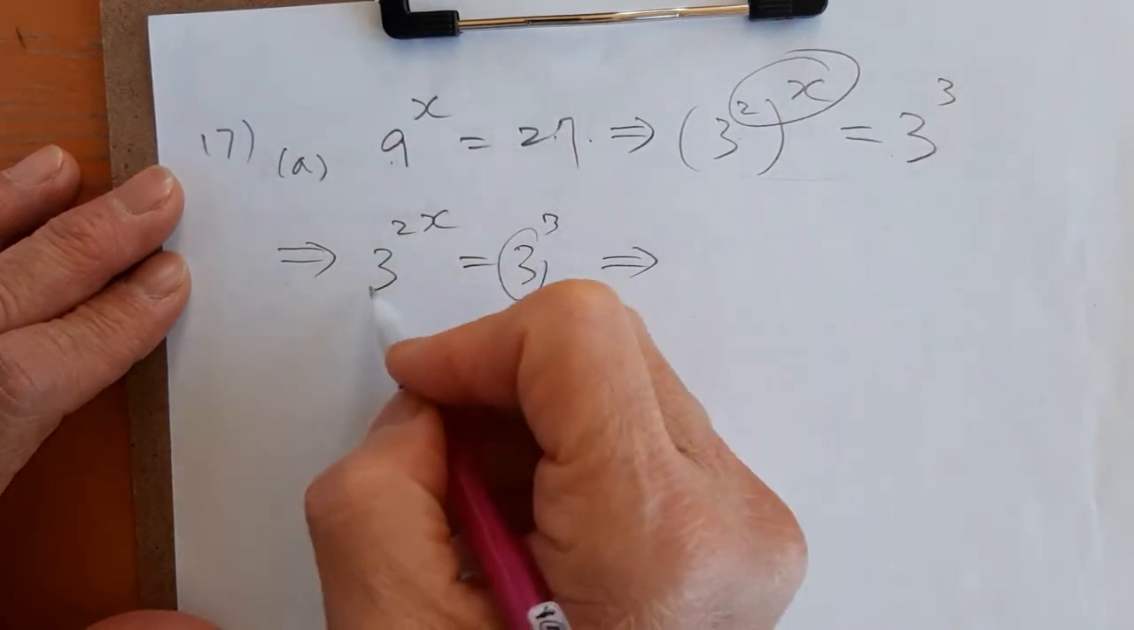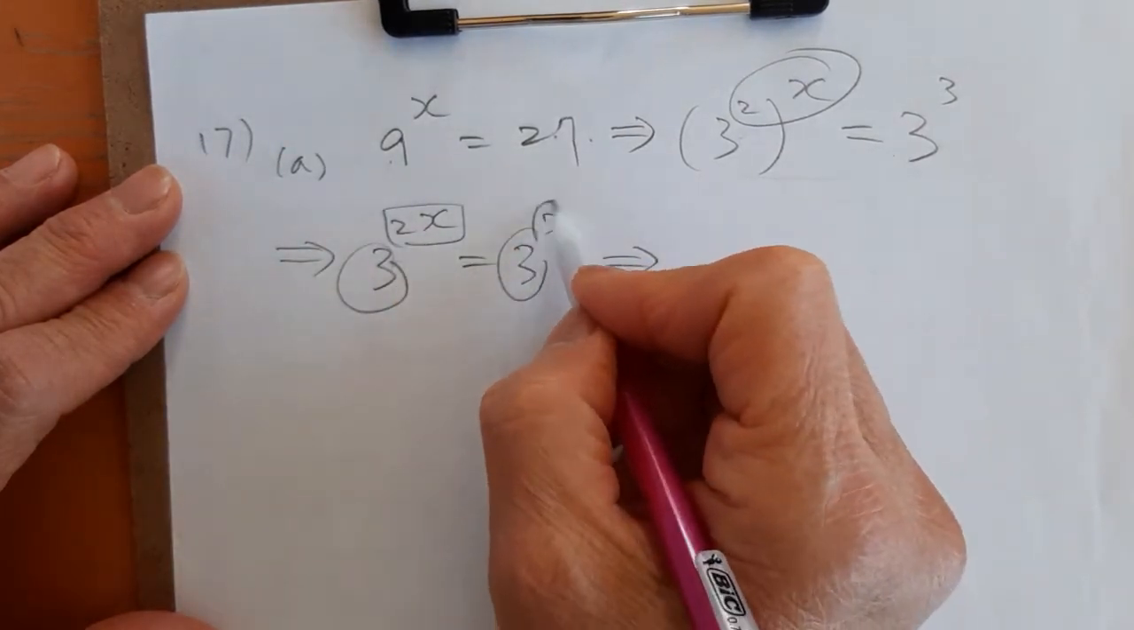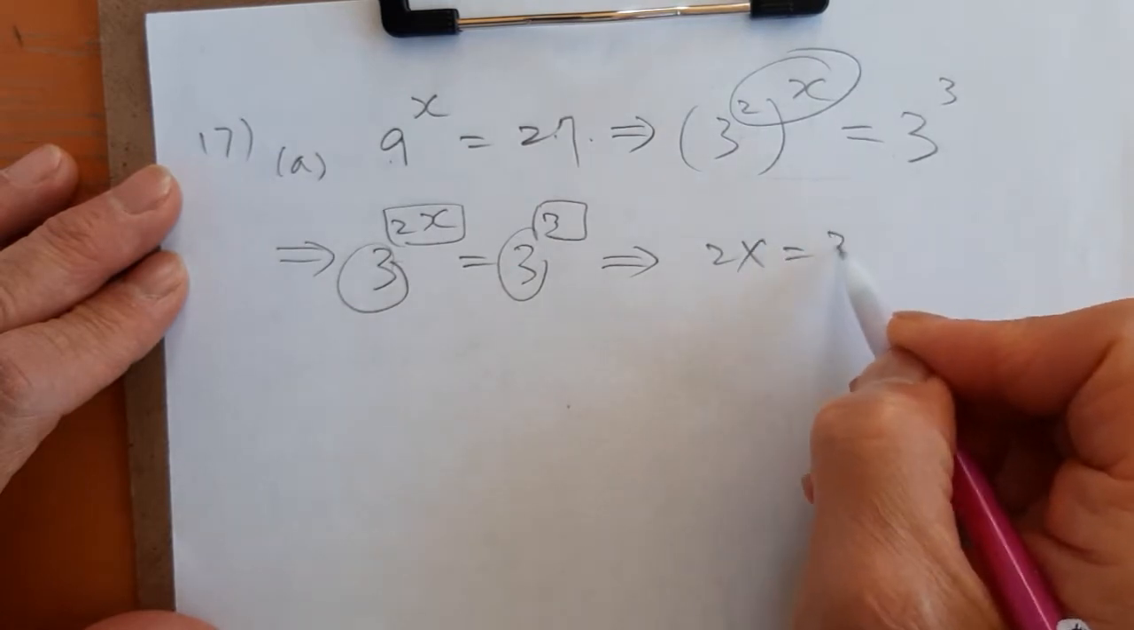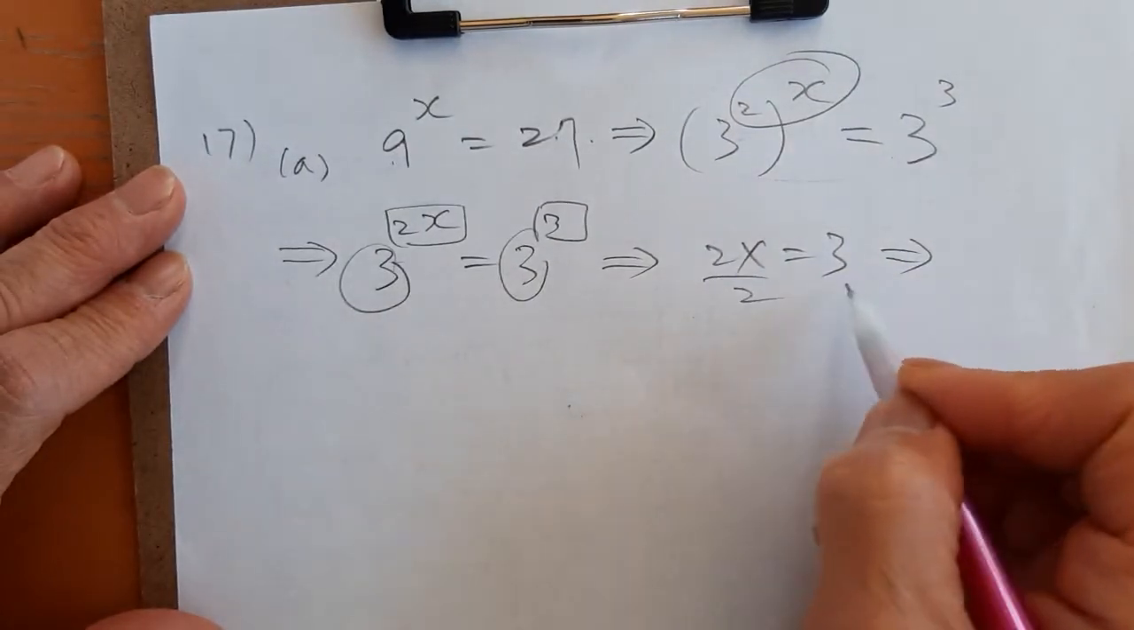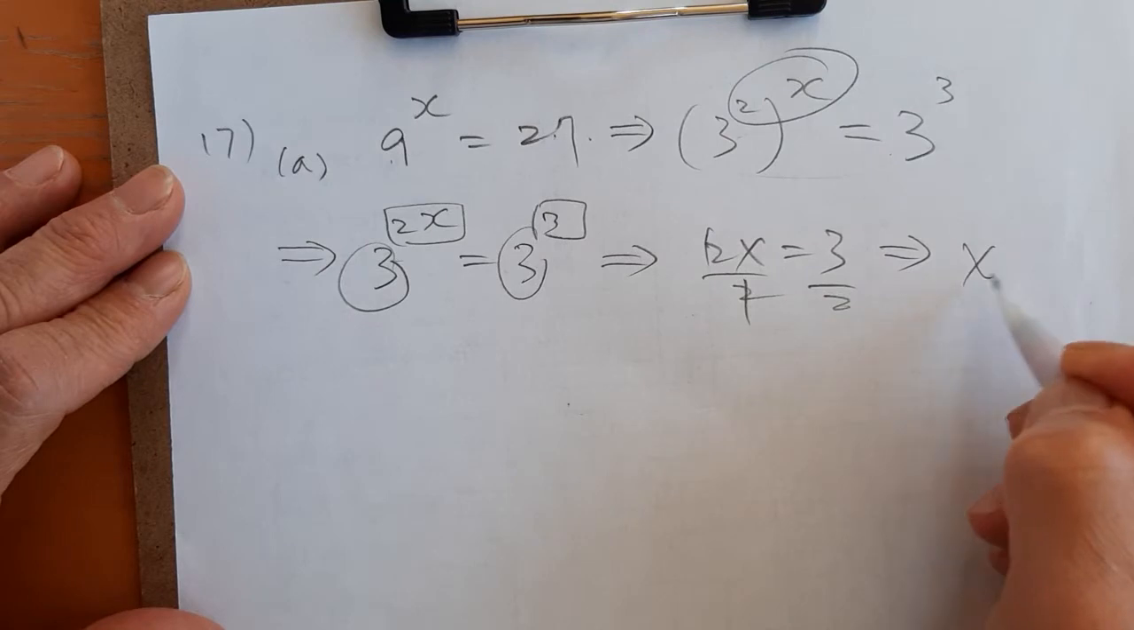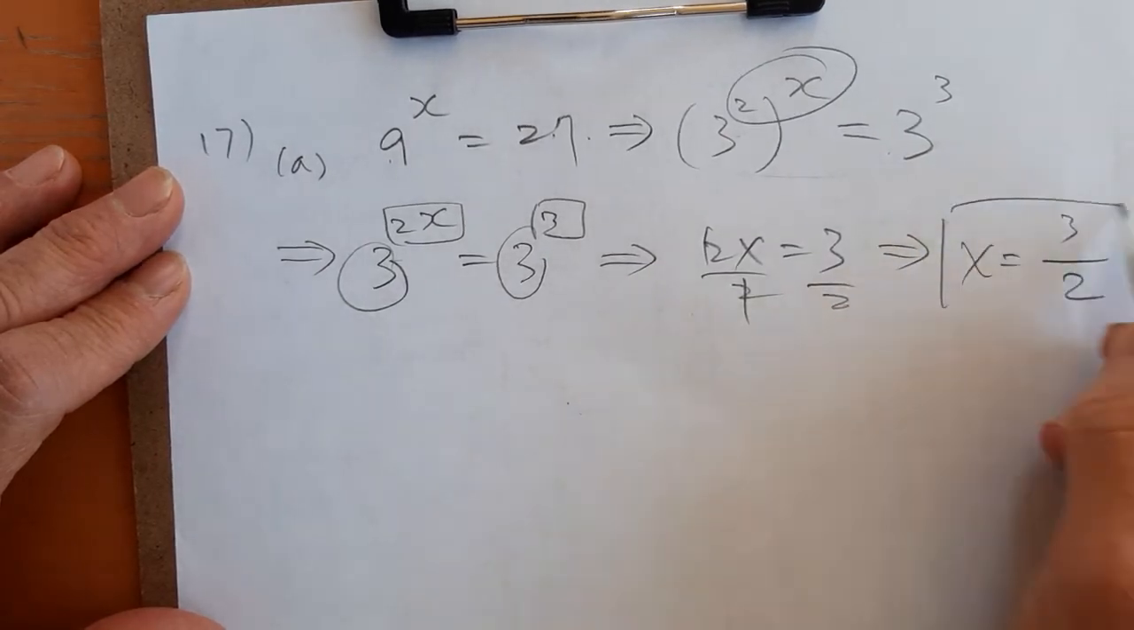Now they have the same base, so the exponents should be equal. 2x should equal 3. Then divide by 2, the 2 cancels, so we get x equals 3 over 2.